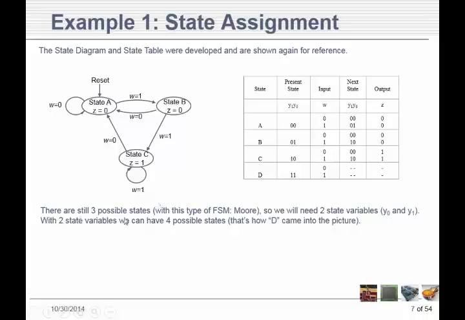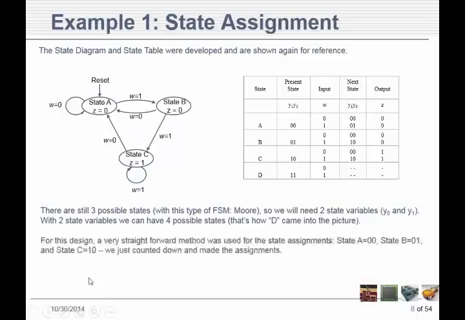Now, there are three possible states here. We said we had four possible states. The D came into the picture here. Two state variables, y0 and y1, that I called Q0 and Q1 in the last one. So if you look back, please don't get confused. I just sometimes call them different things. Everything in here is really straightforward.